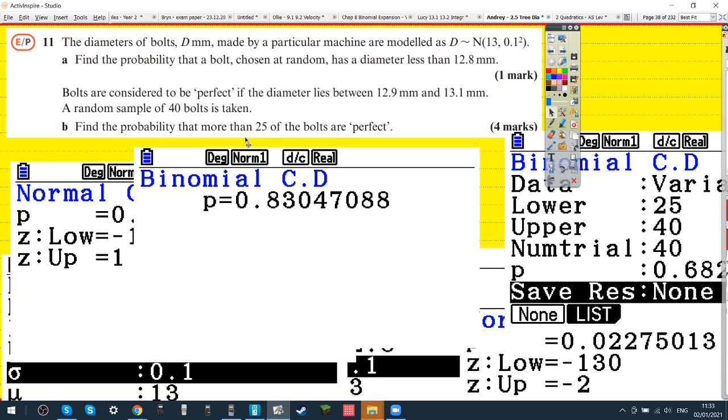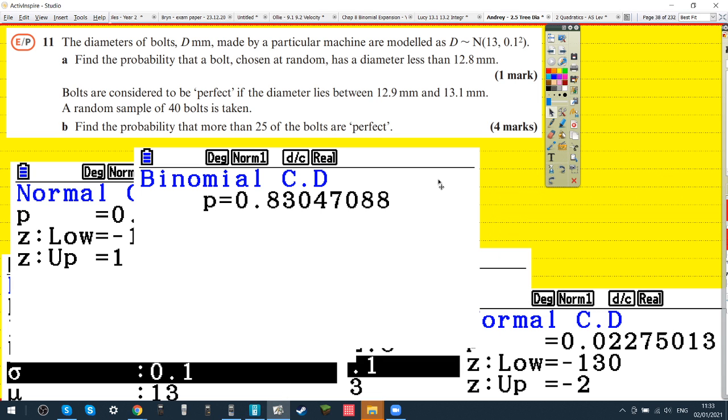Why would they do that to us? It's not 25 or more. It's more than 25. So what's that going to be? Is that just 26? This is 26.